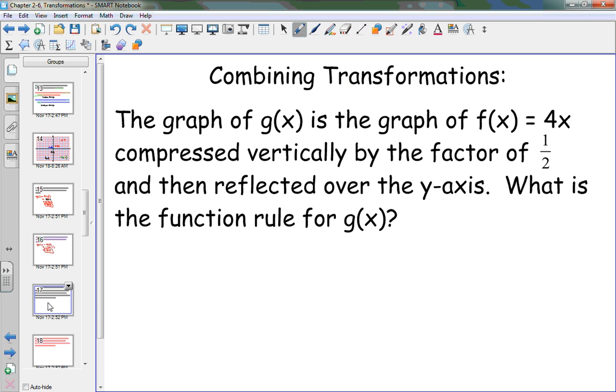Now this time we're doing combining transformations. It says the graph of g of x is the graph of f of x equals 4x compressed vertically by a factor of 1/2. What in the world does that mean? It's shrinking. So here's my mode. Am I a travel mode or am I a serial bowl? I'm turning into a serial bowl, but how do I turn that into a serial bowl?